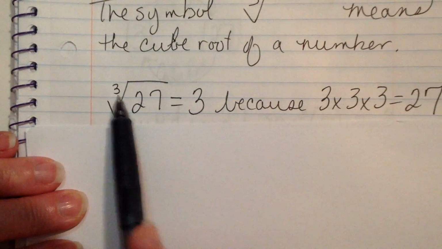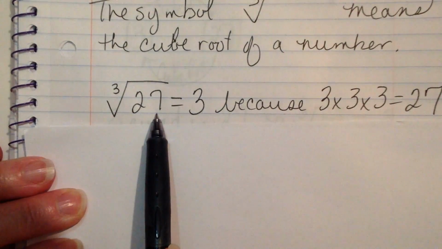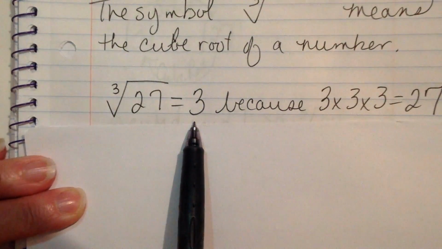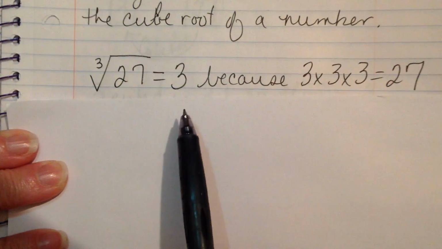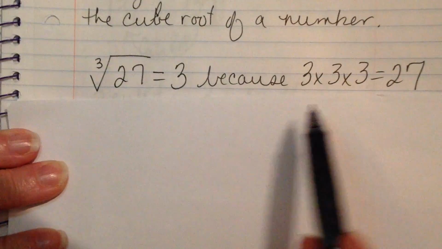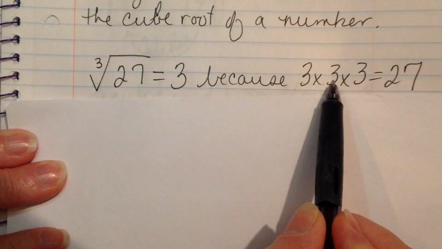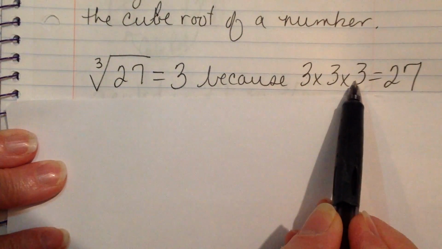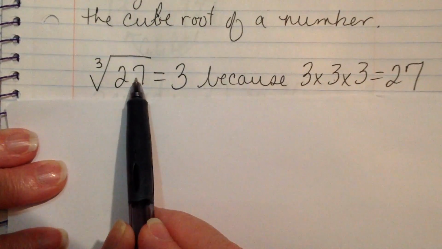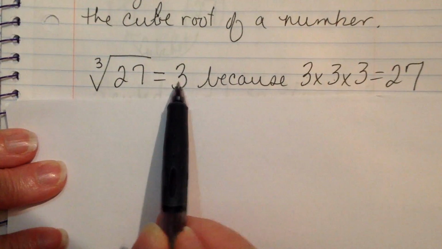The cube root of 27 equals 3. When you're taking the cube root of a number, you're asking yourself, what number times itself 3 times gives you 27? 3 times 3 is 9, times that third 3 is 27. Therefore, the cube root of 27 is 3.